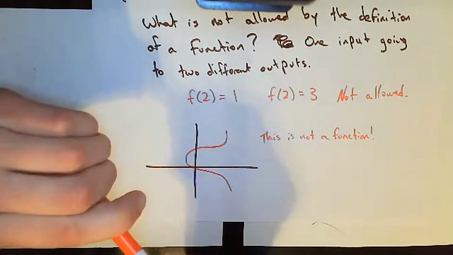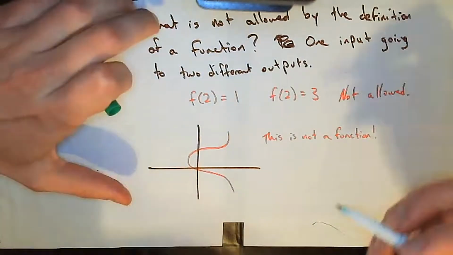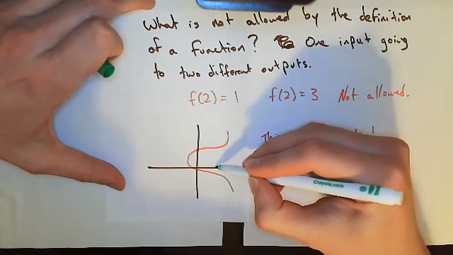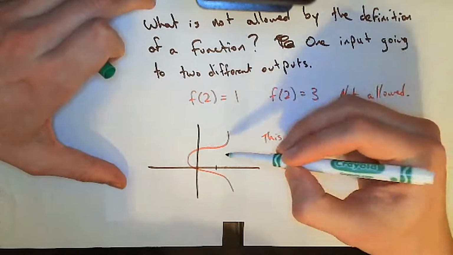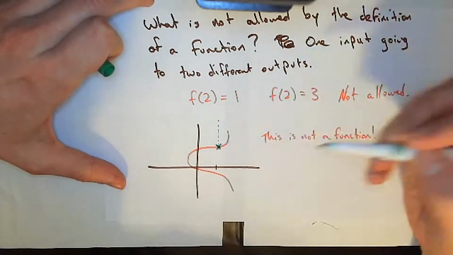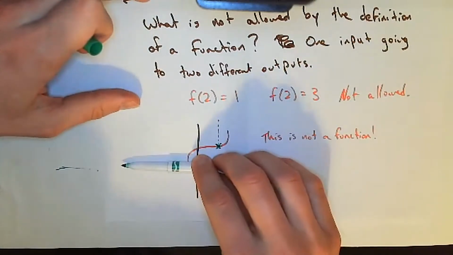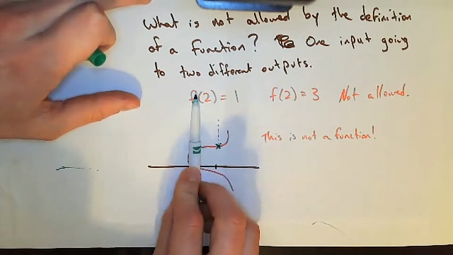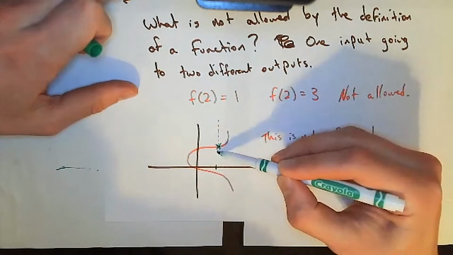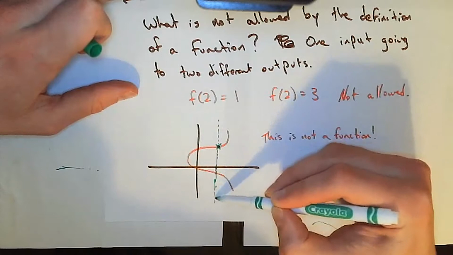How do I know? Well, because I see that if I pick the right input value, like something here, I'm getting two different output values from this function. Remember, input values are coming on this horizontal axis. Output values are coming from this vertical axis. So I'm getting an output value here at the same input, right? And then another one down here.